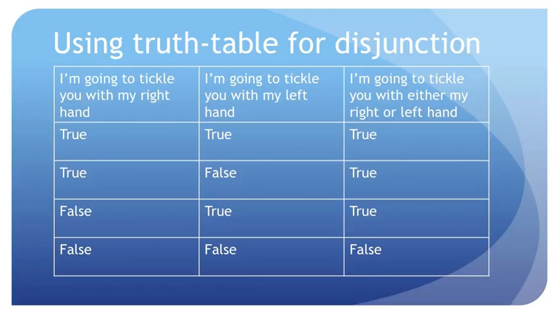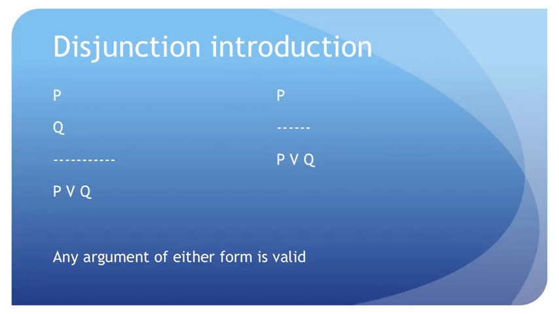We could think of that argument as a kind of disjunction introduction argument because, just as in the case of a conjunction introduction argument where the conclusion introduces a conjunction that wasn't there in the premises, in this argument the conclusion introduces a disjunction that wasn't there in the premises. Right? There were two premises, I'm going to tickle you with my right hand and I'm going to tickle you with my left hand. The conclusion introduces the disjunction of those two premises. The conclusion just is the disjunction of those two premises.